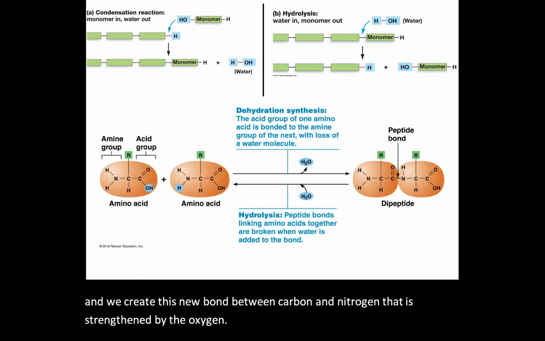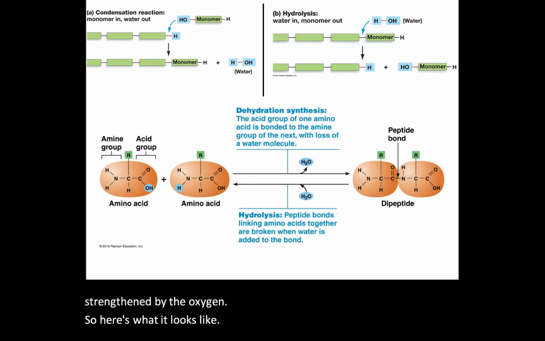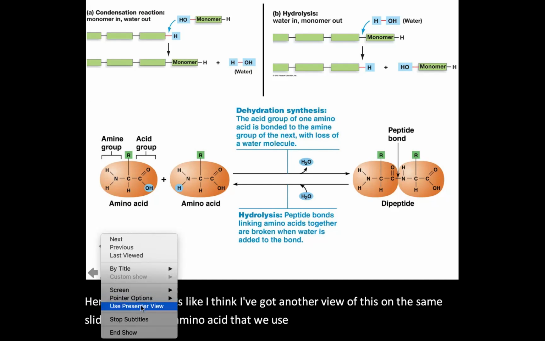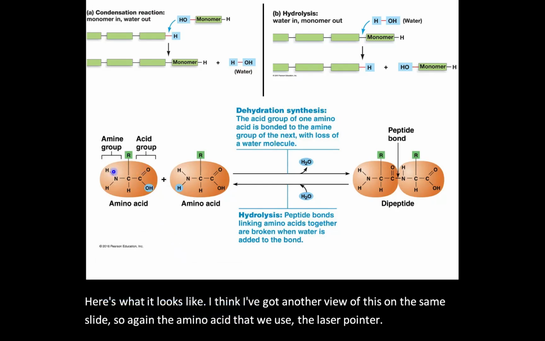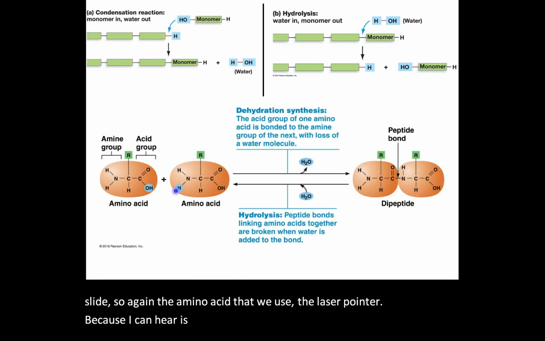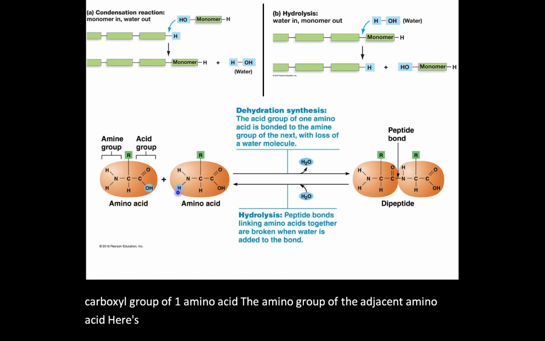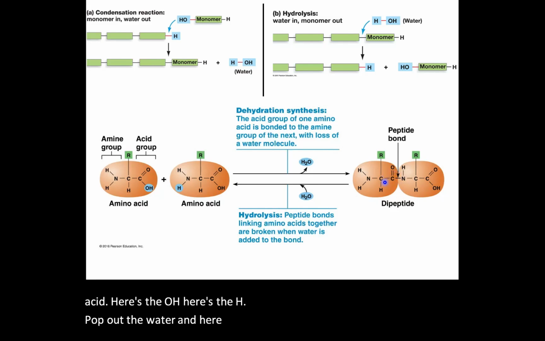So here's what it looks like. And I think I've got another view of this on this same slide. So again, here's the amino acid. Let me use the laser pointer because I can. Here's one amino acid. Here's another amino acid. Here's the carboxyl group of one amino acid. Here's the amino group of the adjacent amino acid. Here's the OH, here's the H, pop out the water, and here you create that peptide bond.